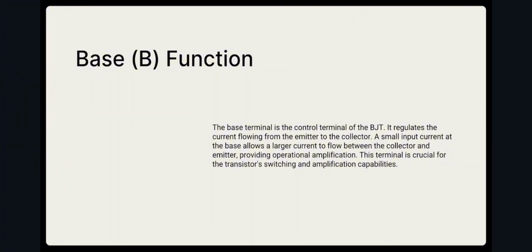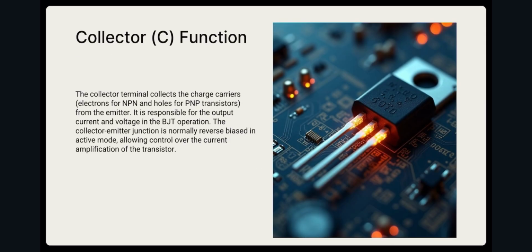It regulates the current flowing from the emitter to the collector. A small input current at the base allows a larger current to flow between the collector and emitter, providing operational amplification. This terminal is crucial for the transistor's switching and amplification capabilities.